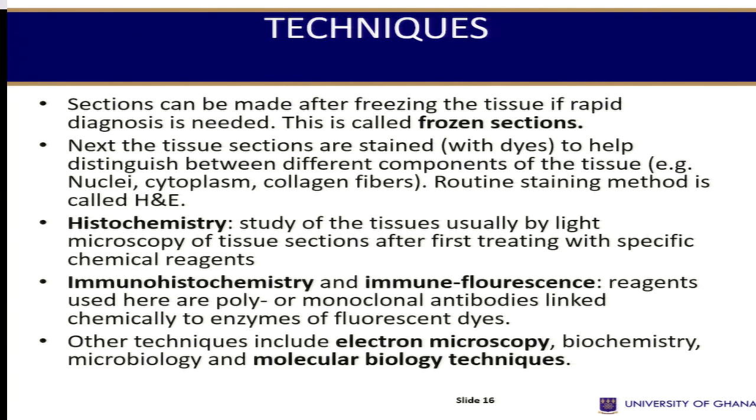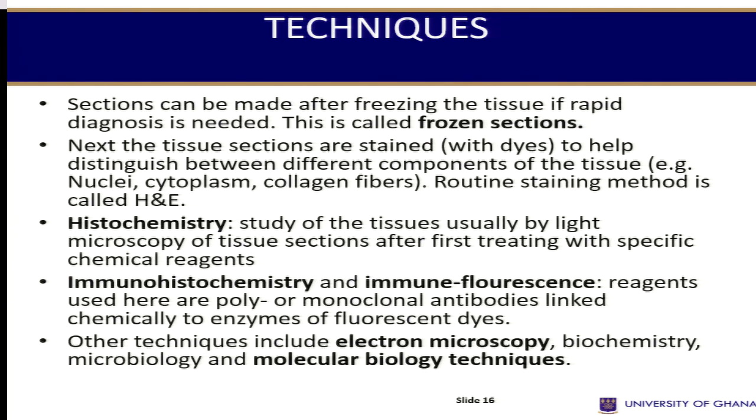Next, the tissue section is stained with dyes to help distinguish between different components of the tissue. For instance, the nucleus will be stained differently from the cytoplasm, and then the extracellular fibers will also be stained differently so that they can be observed. Routine staining method used is called H and E. H stands for hematoxylin and E stands for eosin. They are both dyes. So histochemistry refers to the study of the tissues at light microscopy using dyes or other chemical reagents.